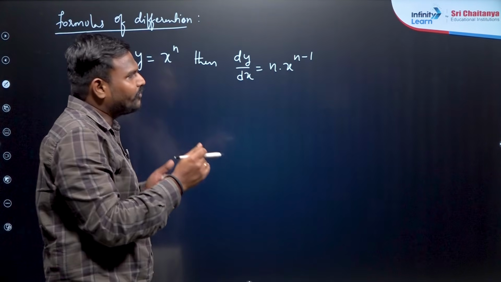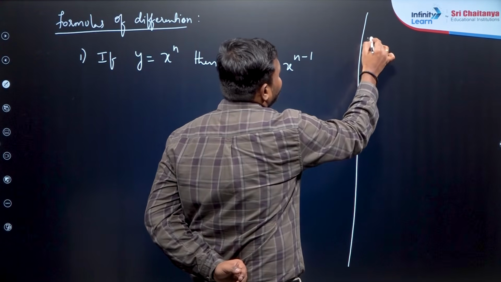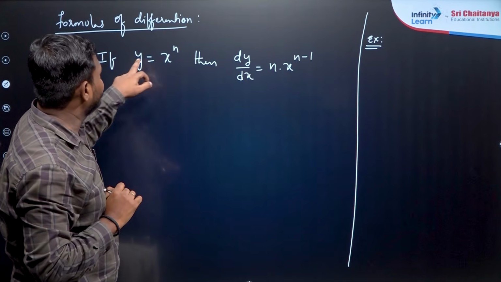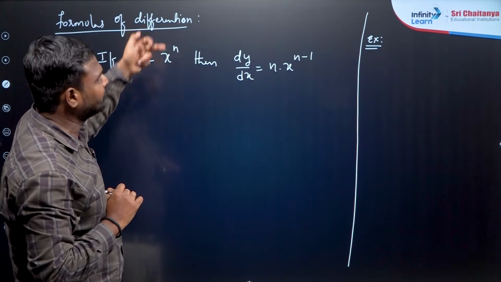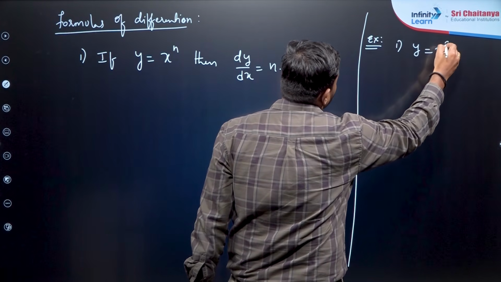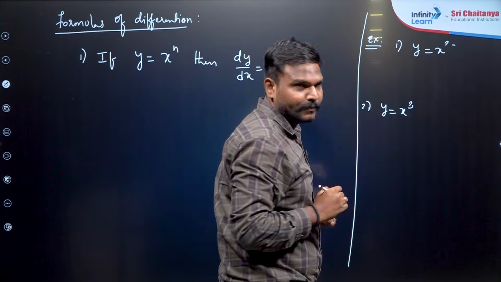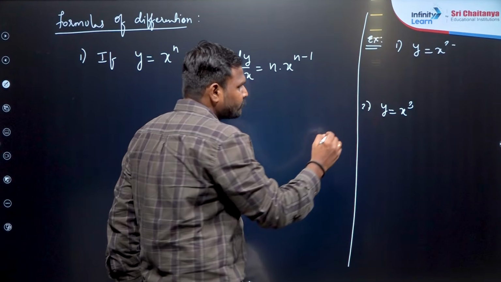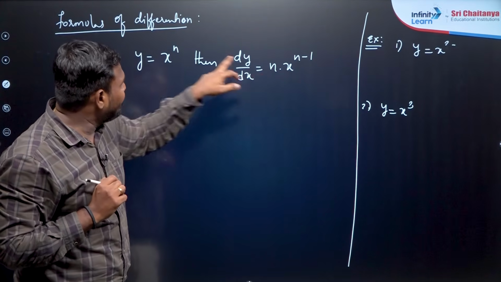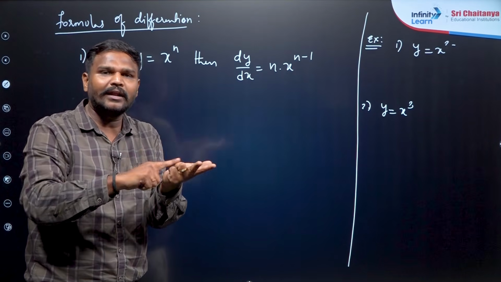Again I am telling you, sir, we are focusing only on the application part, how we have to apply this. So if your question looks like a function y depending on x power something, like if I want to give an example, y is equal to x square or y is equal to x cube, the n is a constant here. Now what is the derivative for this particular function? Multiply the power and subtract 1 from the power. We are doing two things: multiplying by the power and subtracting 1 from the power.